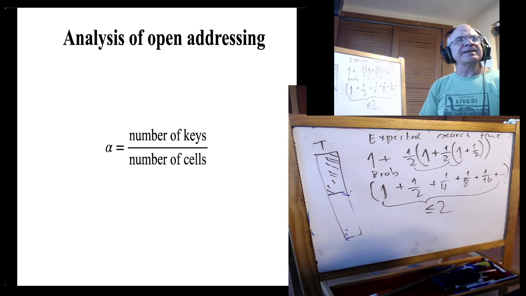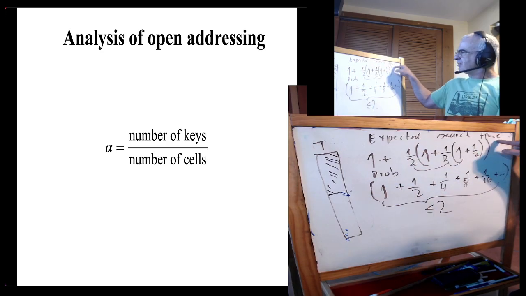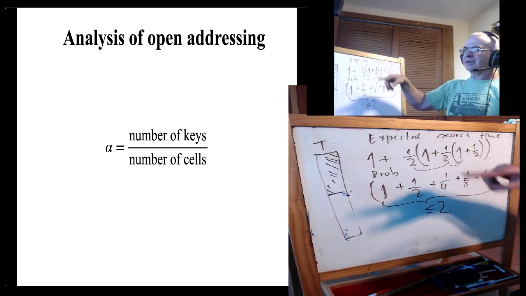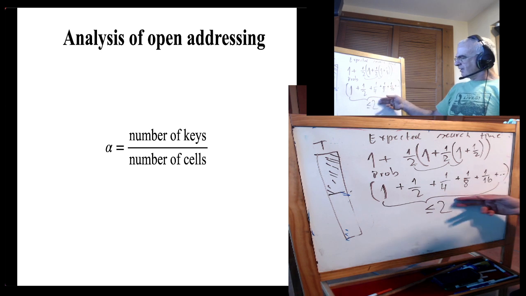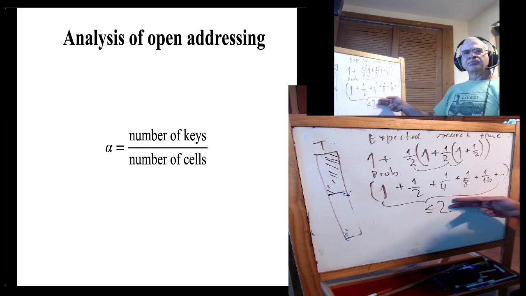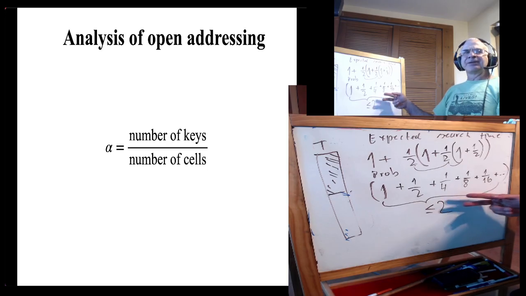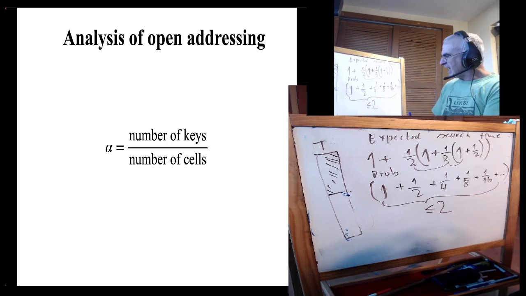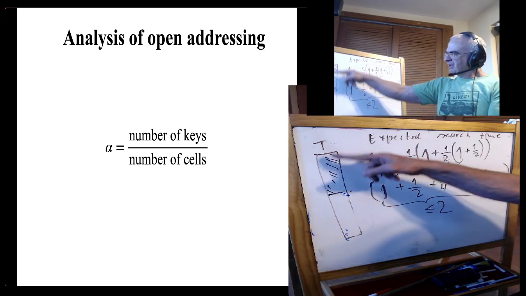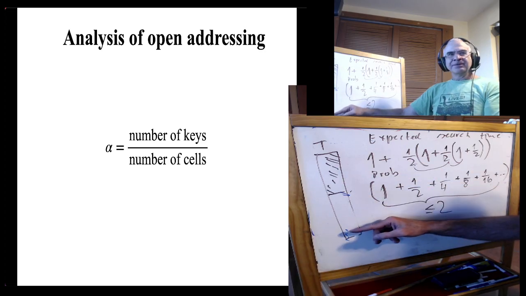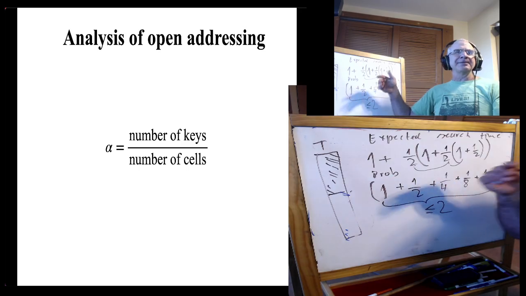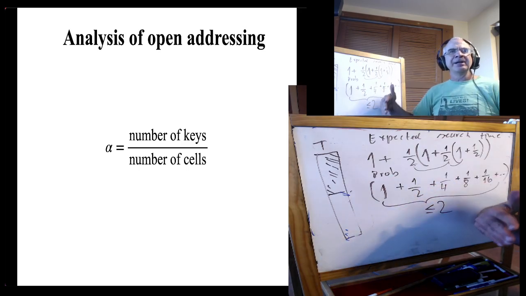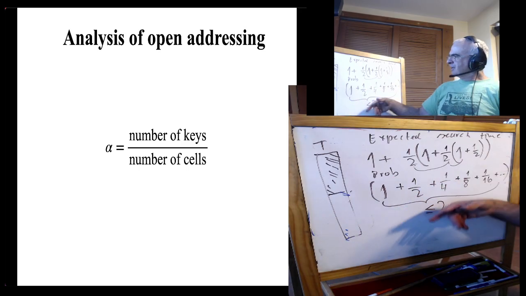Okay, so if the table is half empty and half full, then the expected number of probes that I need for an unsuccessful search on average is 2. That's really, really cool. It means that no matter how many keys you have, as long as alpha is only half, there is no log n in the picture, there is nothing that depends on how large is your data.